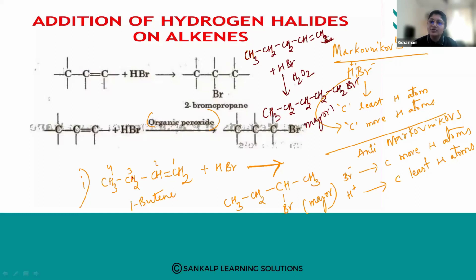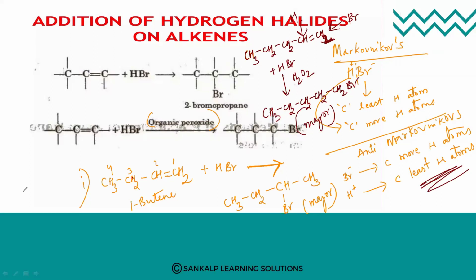So the negative part will be added to the carbon with more number of hydrogen atoms, and the hydrogen will be added to the carbon with the least number of hydrogen atoms. Is it clear? Markovnikov and anti-Markovnikov rule. Yes, ma'am. Okay, fine. So we'll move to the next one.